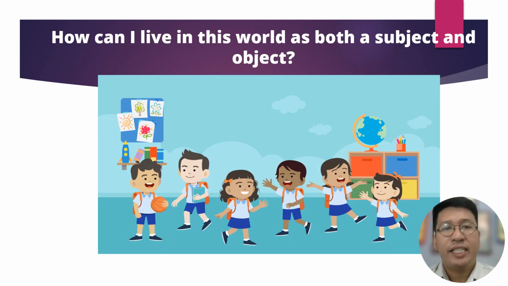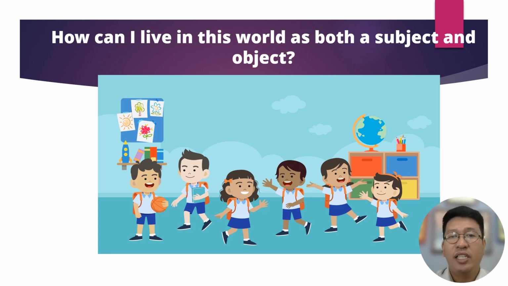In this slide, we'll be answering this question: How can I live in this world as both a subject and an object? In your own understanding, class, how can you live in this world as both a subject and an object? Okay, living in the world as both a subject and object means understanding that you are both a thinker and a part of the things you experience.